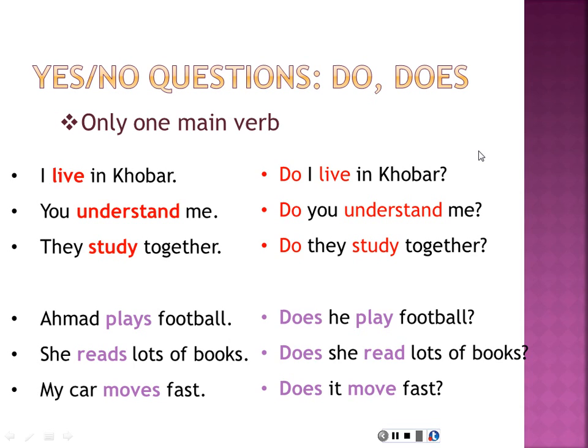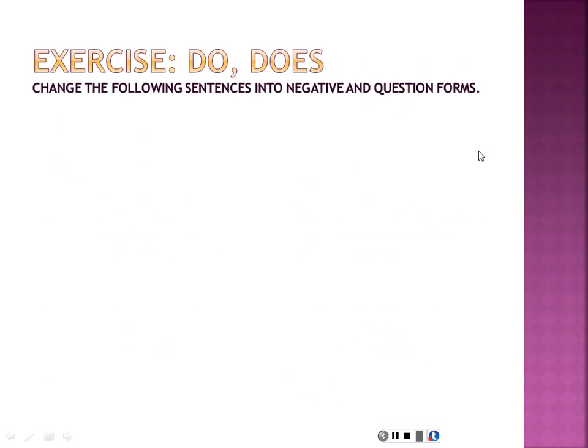Okay, so those are the rules for do and does. Now we have an exercise using do and does. So what you have to do, you have to change the following sentences into negative and the question forms. So I'll give you sentences. You have to do two things. First, change them into a question or negative, then you do the other thing. So let me show you the sentences.